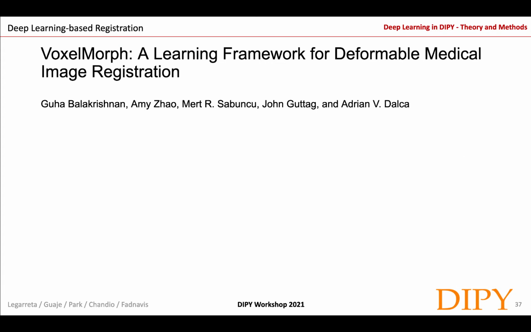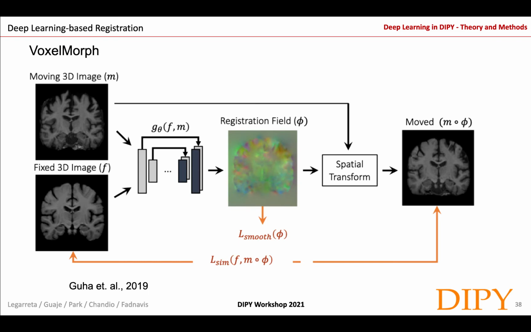In this session, we'll focus on VoxelMorph, a learning framework for deformable medical image registration. This paper was published in 2019 by Balakrishnan et al. VoxelMorph replaces pair-specific optimization of the deformation field by global optimization of the shared parameters. Once the global function is estimated, a field can be produced by evaluating the function on a given volume pair.